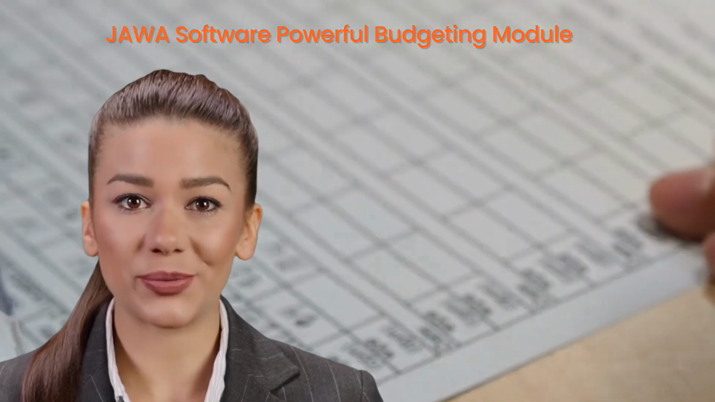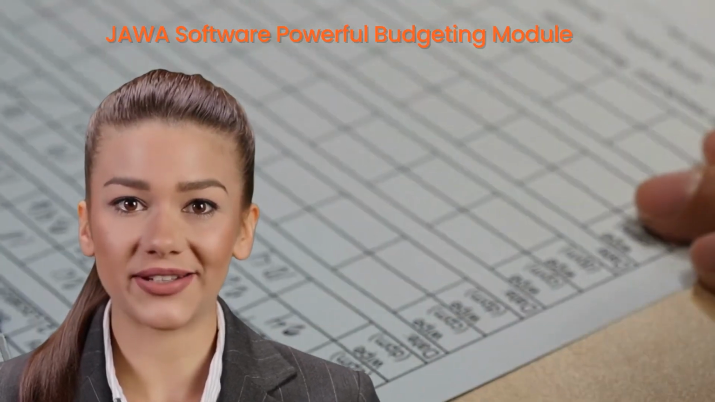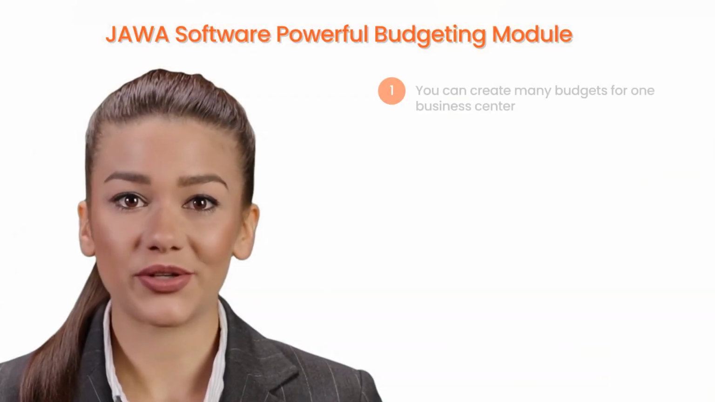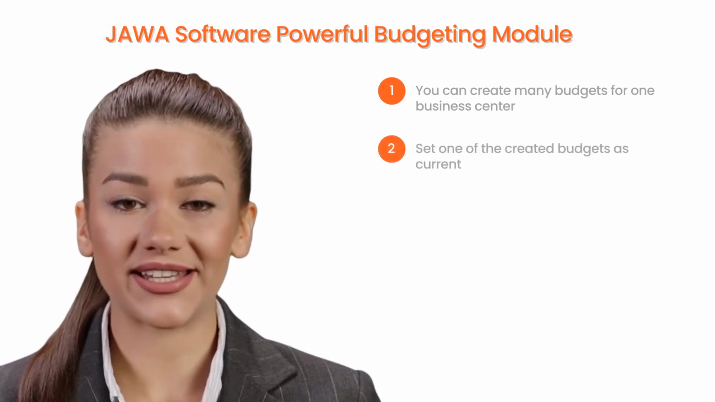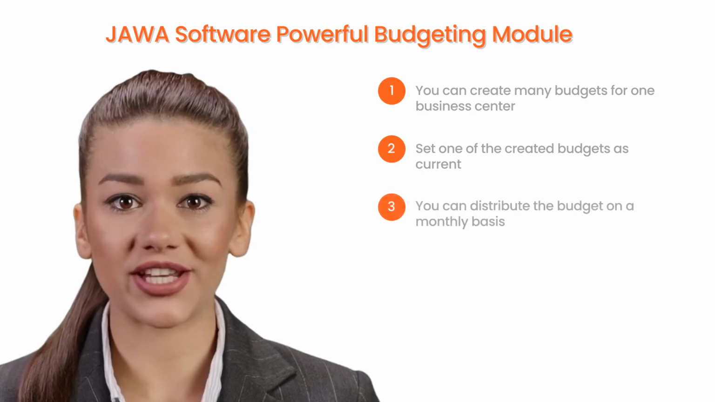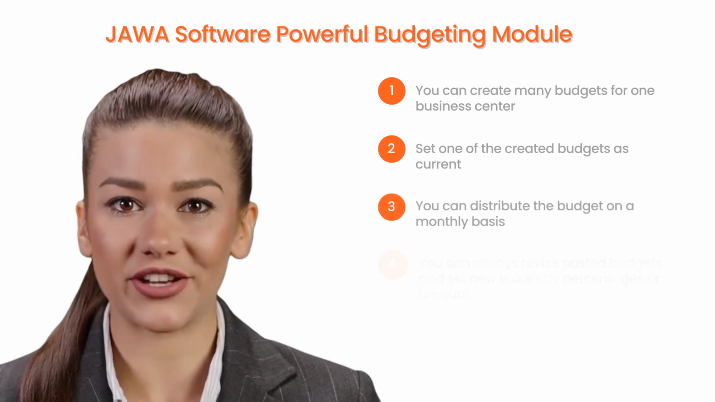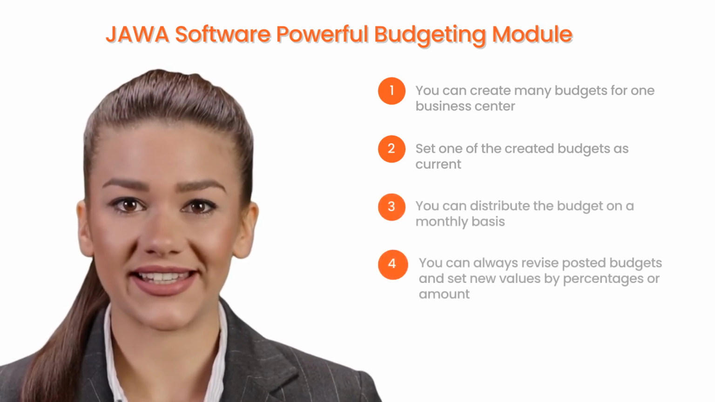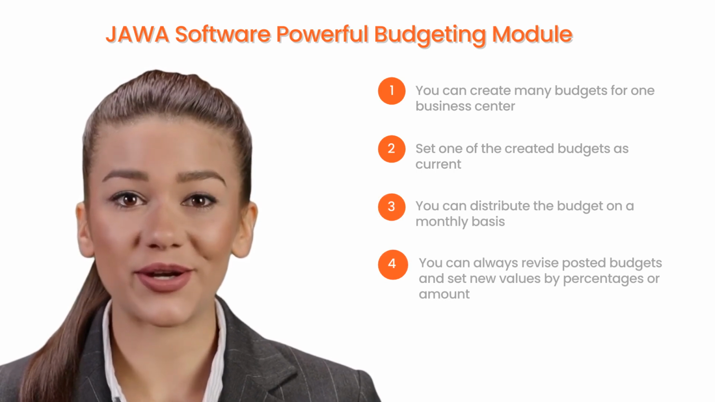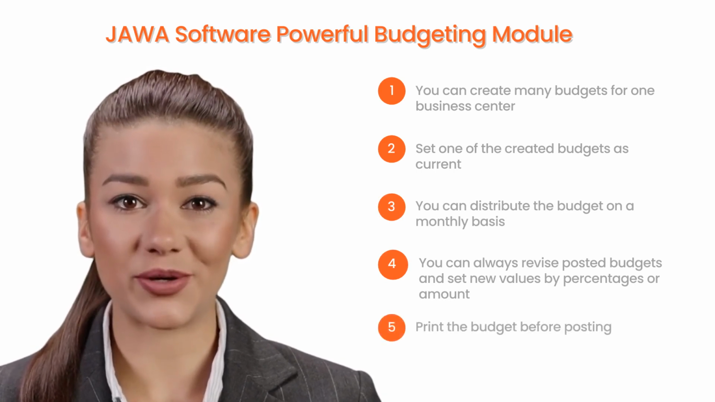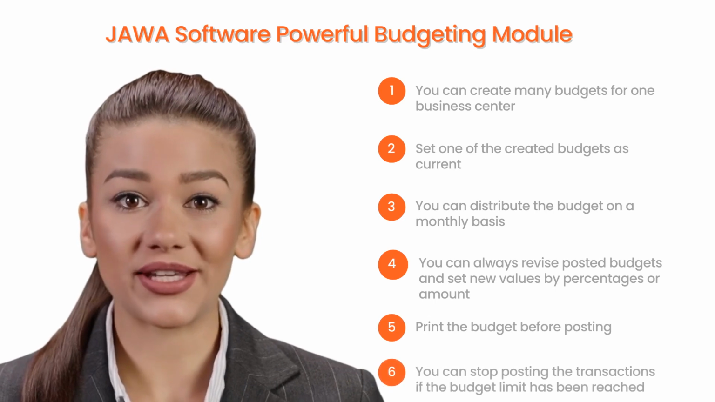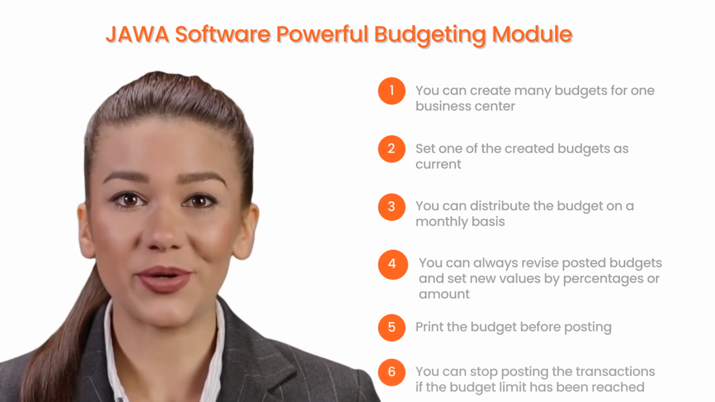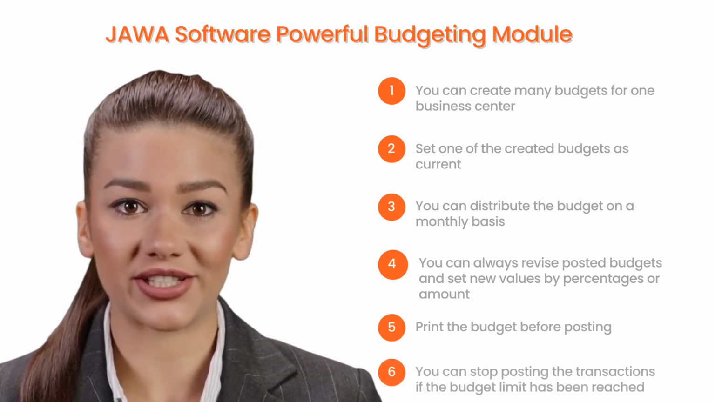The current budget will be reflected in all the financial analysis screens. You can create many budgets for one business center. Set one of the created budgets as current. You can distribute the budget on a monthly basis. You can always revise posted budgets and set new values by percentages or amount. Print the budget before posting. Remember, you can always set up the budgeting system to stop the posting if the budget limit has been reached.